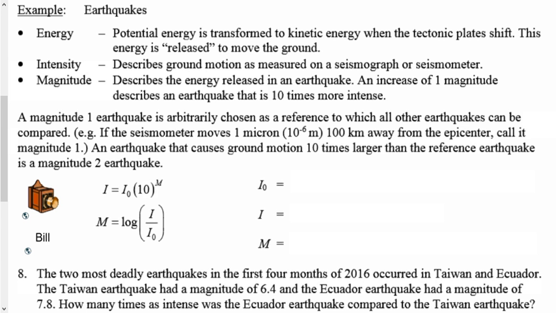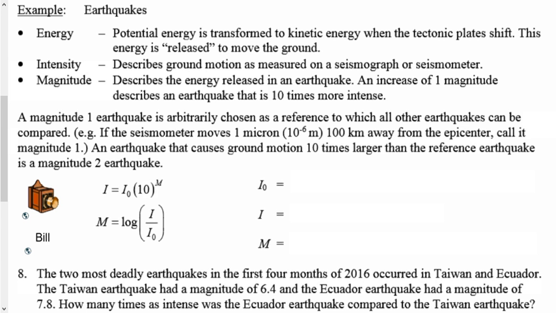The intensity of an earthquake describes the ground motion, and it's measured on a seismograph or seismometer. The magnitude of an earthquake is a way that we have of describing the size of an earthquake. So it describes the energy that's released, and we would say an increase of a magnitude of 1 describes an earthquake that's 10 times more intense. So what we'll find with a lot of these applications is we're looking at comparisons, as in how many times more intense is one earthquake than another earthquake. So we'll look at that kind of situation.